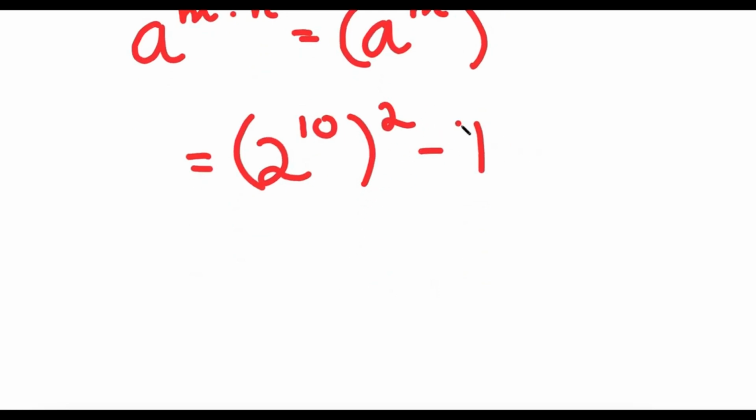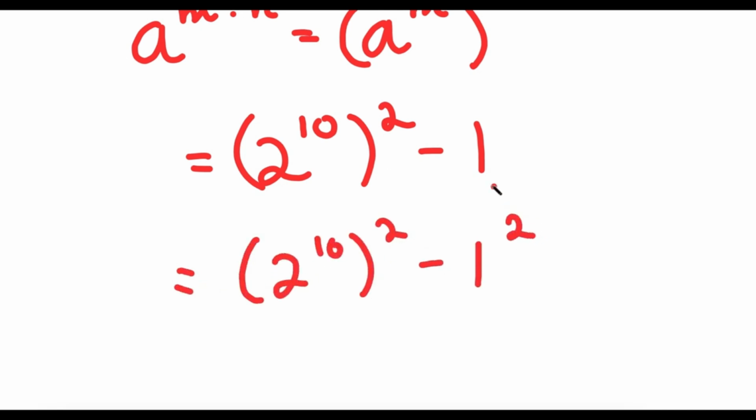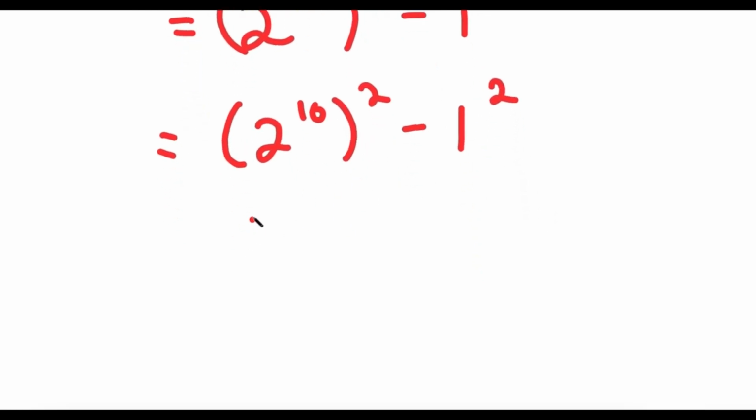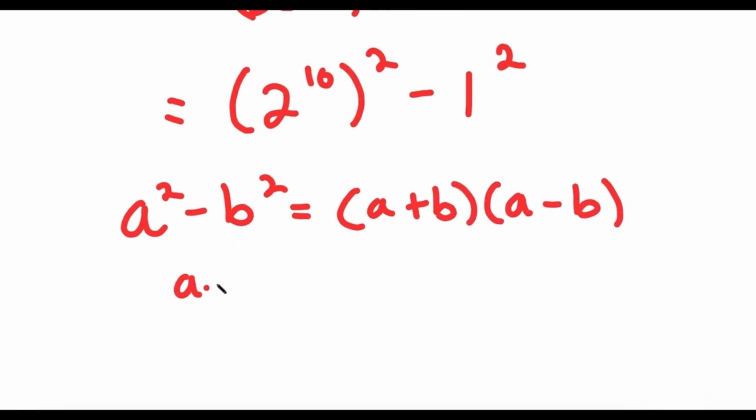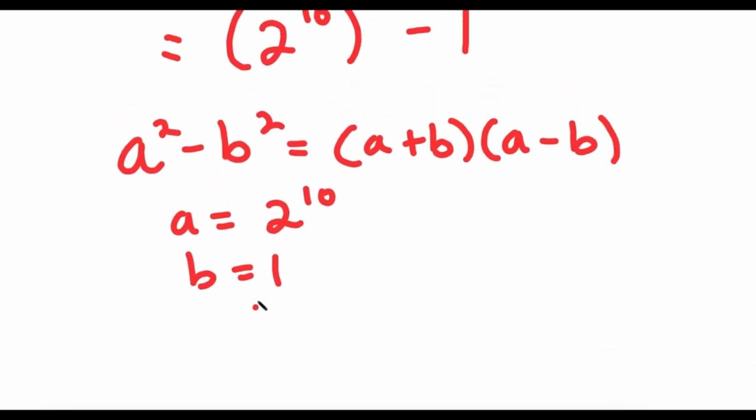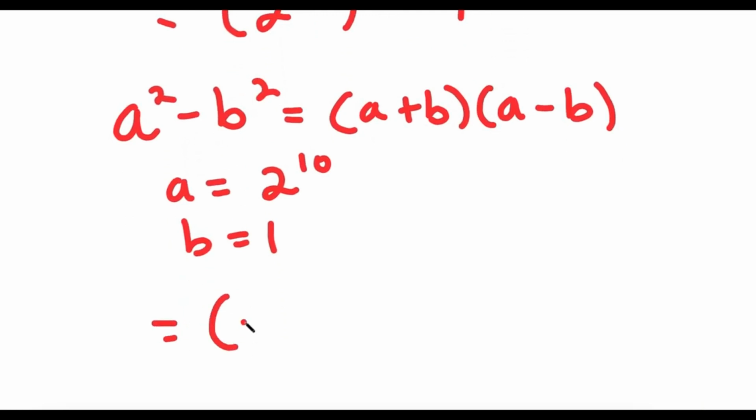Now 1 I can rewrite as 1 squared, because 1 is the same thing as 1 squared. So now I have 2 to the power of 10 to the power of 2 minus 1 squared. The reason I put this in this form is because now I can use the property a squared minus b squared is equal to a plus b times a minus b. So in this case, a is equal to 2 to the power of 10 and b is equal to 1. So now I get 2 to the power of 10 plus 1 times 2 to the power of 10 minus 1.